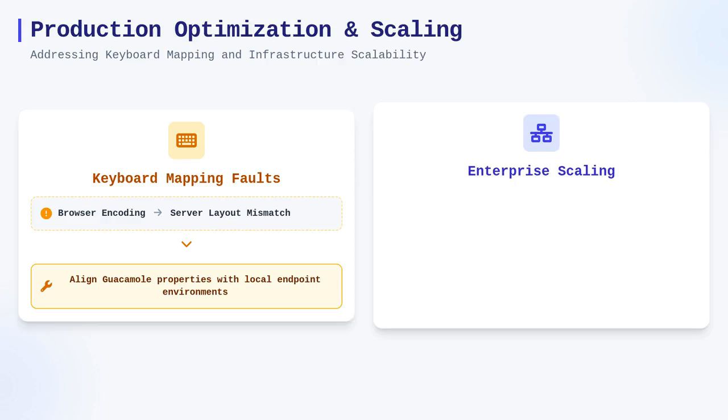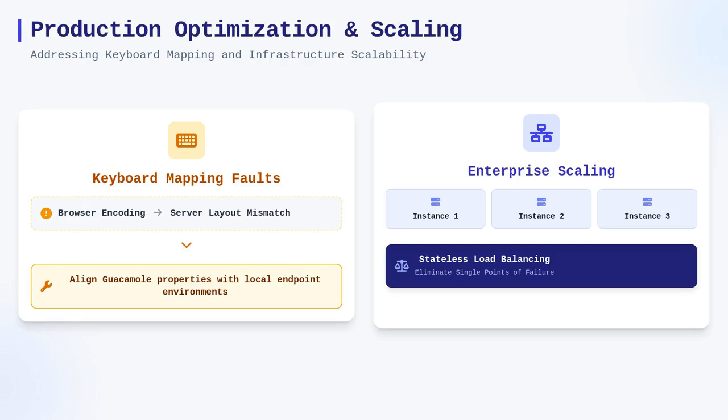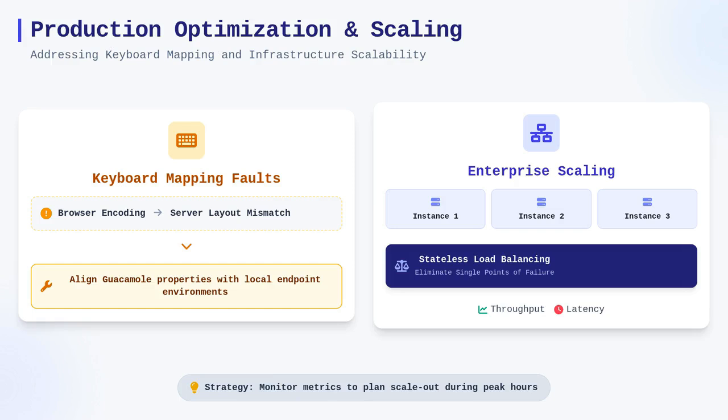When your deployment scales to meet higher concurrent demand, you should transition to a multi-instance model with load balancing. These stateless configurations allow you to distribute the inbound traffic across a cluster of HTML5 gateway instances, preventing any single point of failure. By monitoring throughput metrics and session latency, you can effectively plan your scale-out strategy to maintain performance during peak access hours across your entire enterprise architecture.